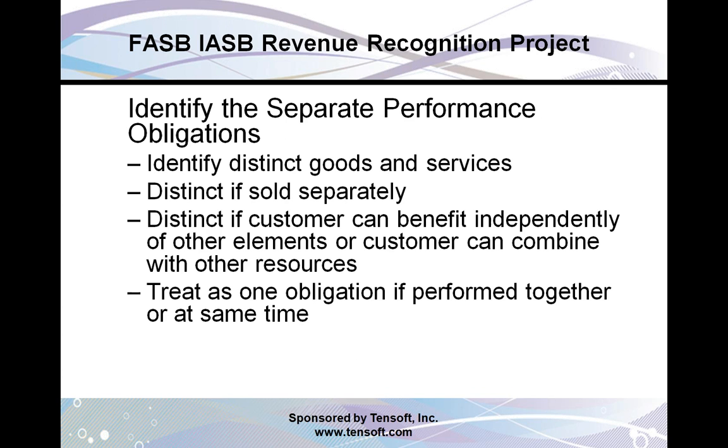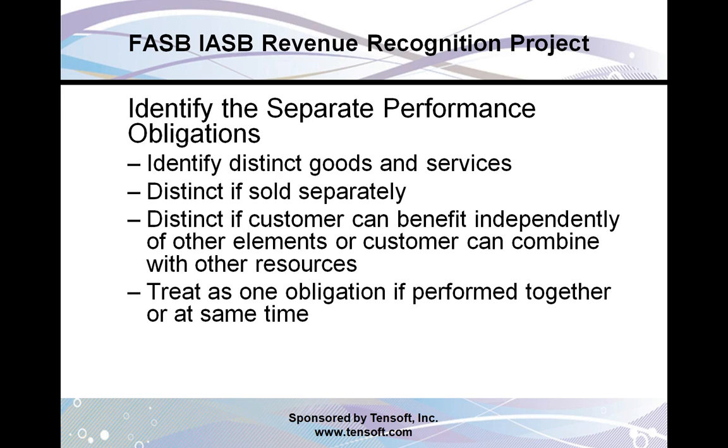Our second step is to identify the separate performance obligations. So this is similar to the elements of a multiple element arrangement. Do we have elements, or do we have one transaction? We need to identify distinct goods and services, so that instead of saying standalone value or an element of the transaction, the vocabulary now is a distinct good or service. It's distinct if it's sold separately. That's similar to our current criteria.